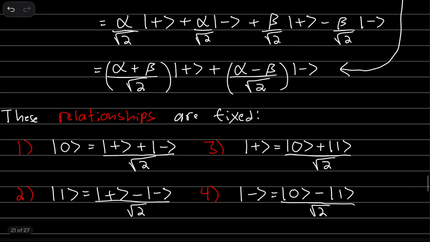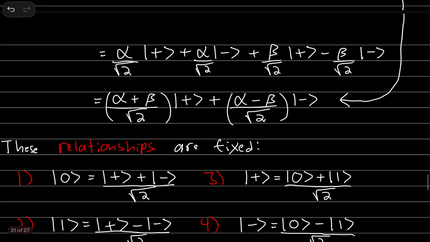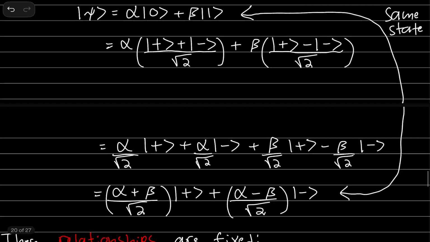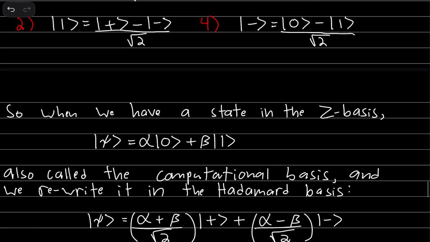And so these relationships are fixed, these equations here, and that's just from the basic algebra that we just showed. And so when we have a state in the z basis, and when I say the z basis, the z basis is literally the set containing ket 0 and ket 1. And then canonically, we just say that the z basis is the computational basis. But we can just as easily say that the computational basis is the Hadamard basis. It's just completely arbitrary.